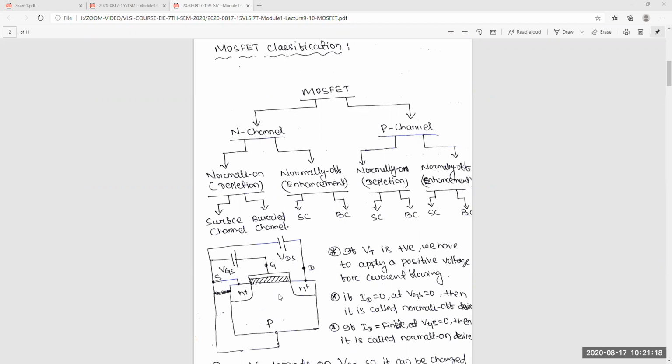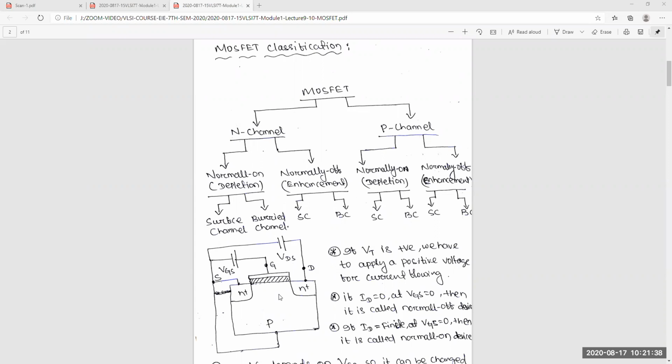Yes, that is exactly it. Normally we say it's an off device. Exactly, it's a normally off device. Further, for a normally on device, even if VGS is 0, the channel is formed, or current is flowing. So that is a normally on device.